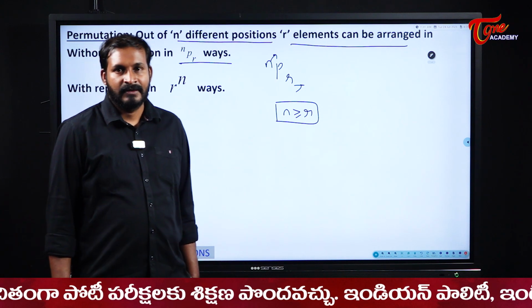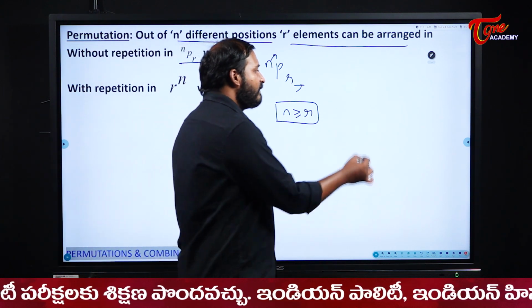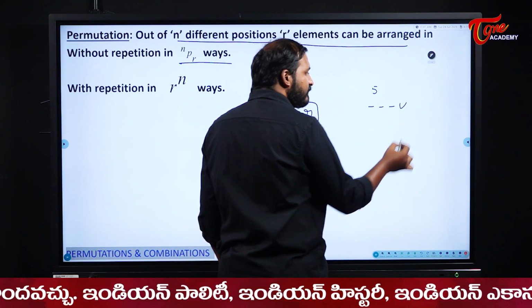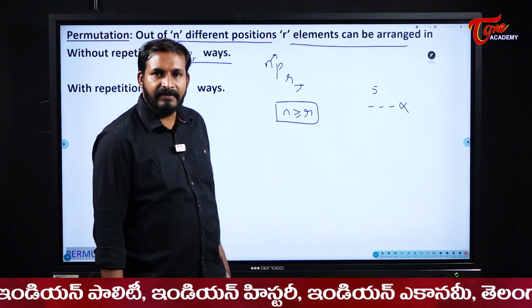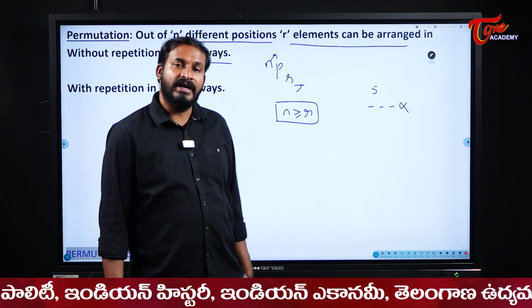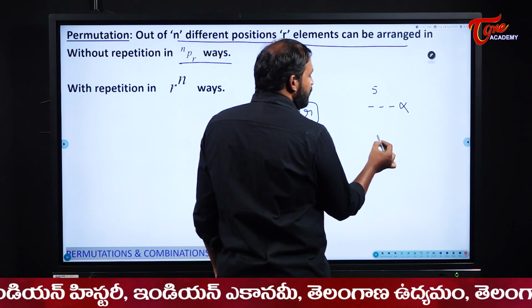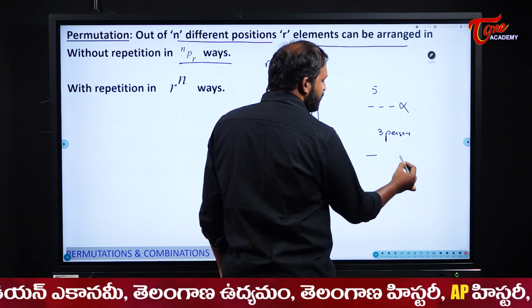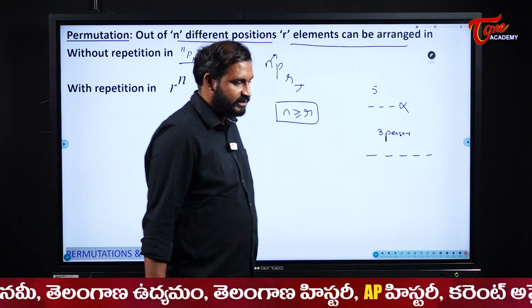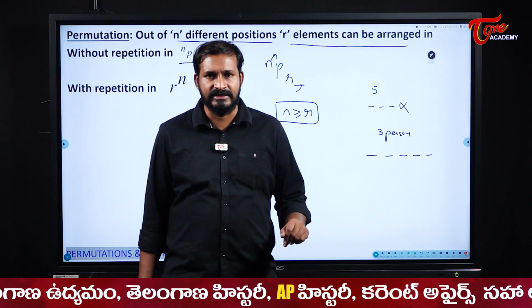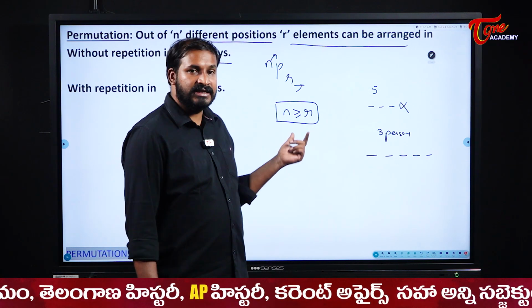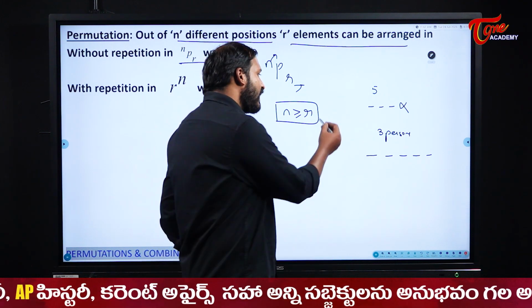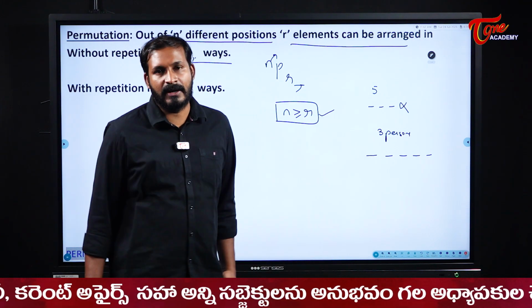Why, sir? If the number of elements is 5 and I need to arrange them in only 3 positions, is it possible for me? Can I arrange 5 people in 3 positions? No. But is it possible for me to arrange 3 persons in 5 positions? Yes, sir. By leaving some empty space, I can arrange them. So that is the reason always n should be greater than or equal to r.